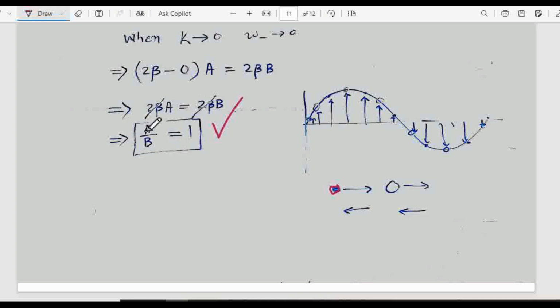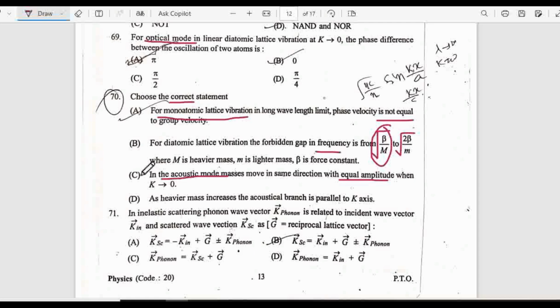And with equal amplitude, this is also correct, because a by b is the amplitude of mass a divided by the amplitude of mass b. Both are equal, giving 1. That means both have equal amplitude. So option C is the correct one.